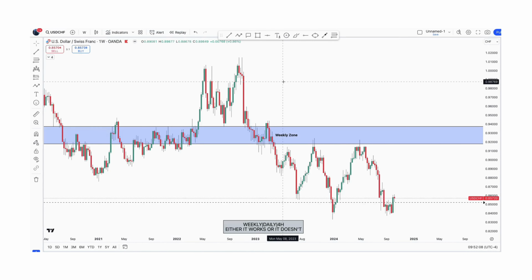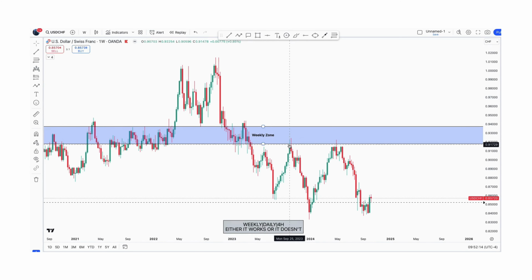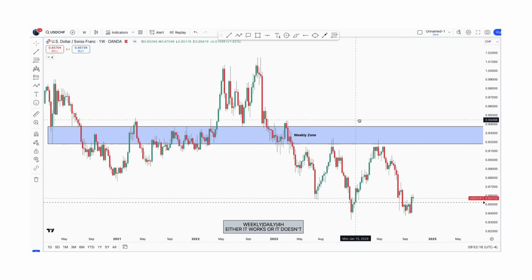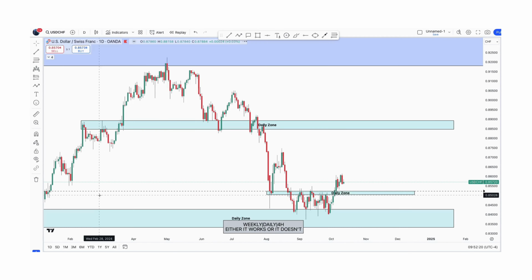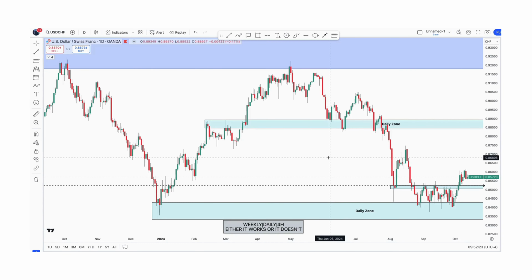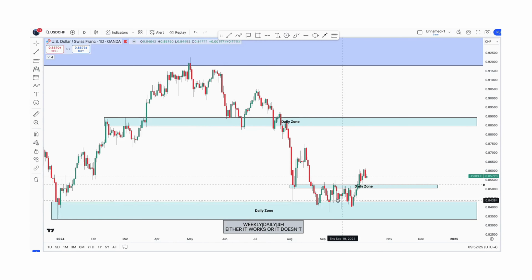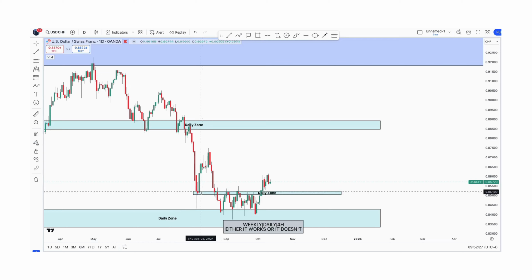All right, so for the last pair of the week, we're going to be looking at USD CHF. This was also on last week's weekly analysis video. So we had a nice weekly structure of price rejecting off of this weekly zone multiple times, shooting to the downside. If we bring this down to the daily time frame, we can see that price had formed this nice daily support, and it came back into that area again before consolidating in this area, right? We got a consolidation between the daily zone and this daily area here.